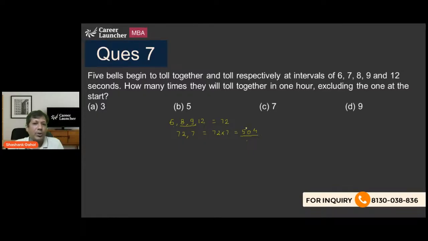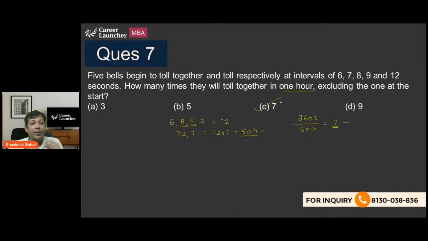Right. Now, how much time are we talking about? We are talking about 1 hour, and this value is in seconds. So I'm going to convert this 1 hour into seconds. So 3600 seconds, and they are ringing together after every 504 seconds. So this value comes out to be 7 point something. So how many times are they going to ring together? That is going to be 7, and that's going to be option C.